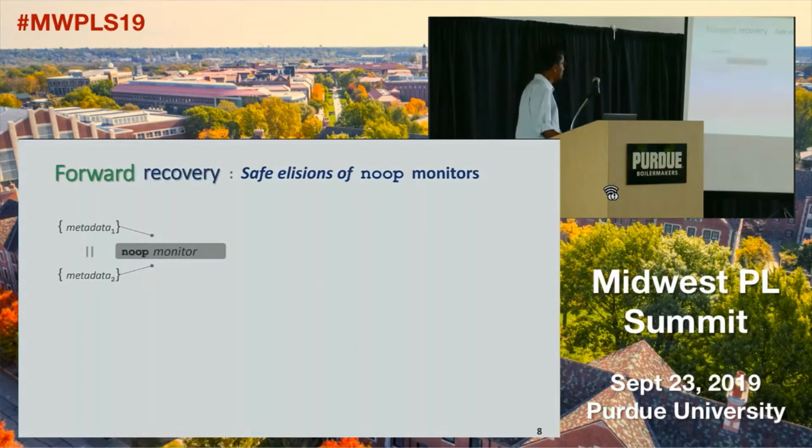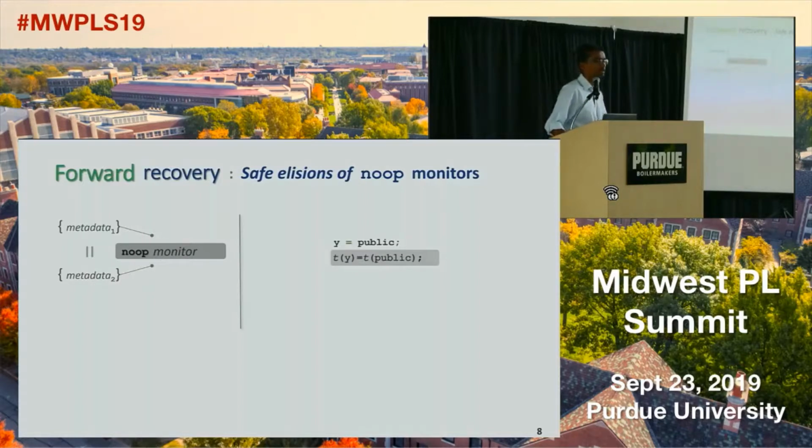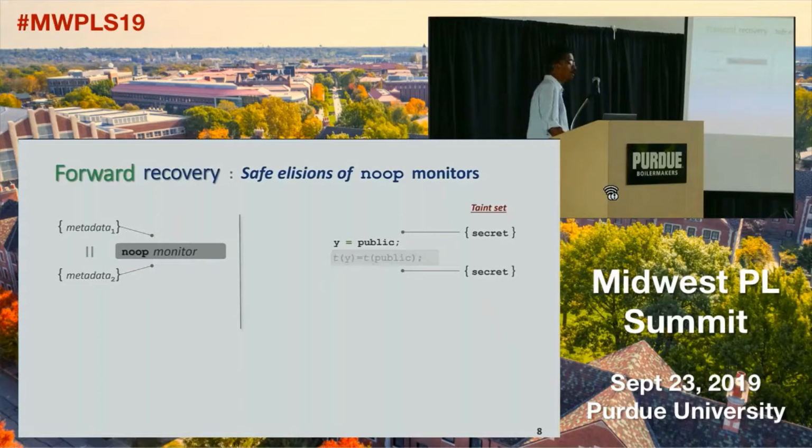So for example, if we have an operation of this type, y equals public, where the value public is never really sensitive or tainted, the taint monitor for this operation will not modify the taint set. It remains unchanged. So if we were to elide this taint monitor, even if we encounter a future invariant violation, this will not require us to roll back to correct the effect of this elision, because executing a no-op monitor has the same effect as eliding the no-op monitor.